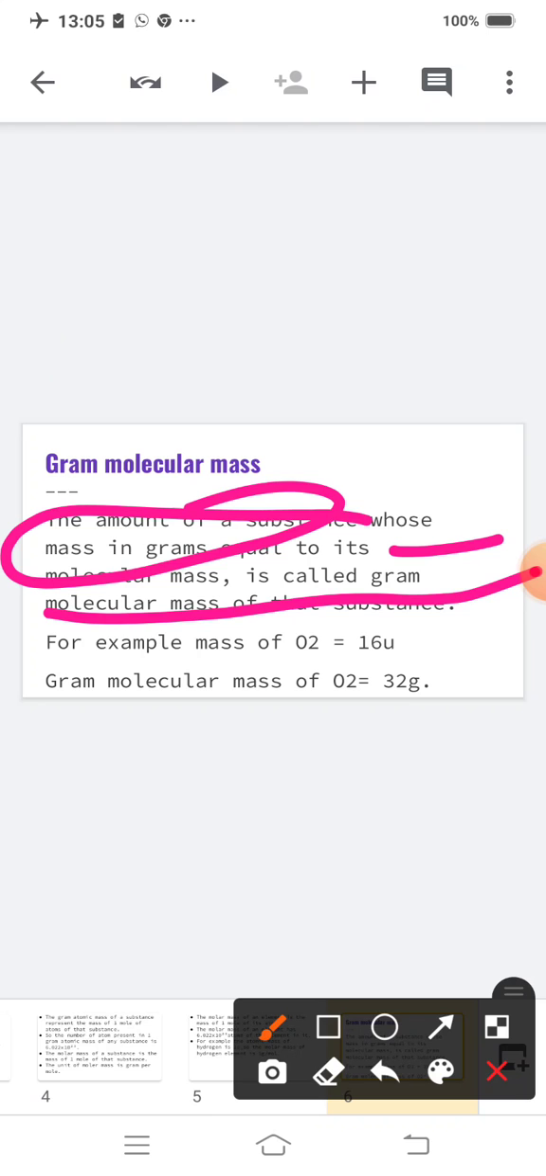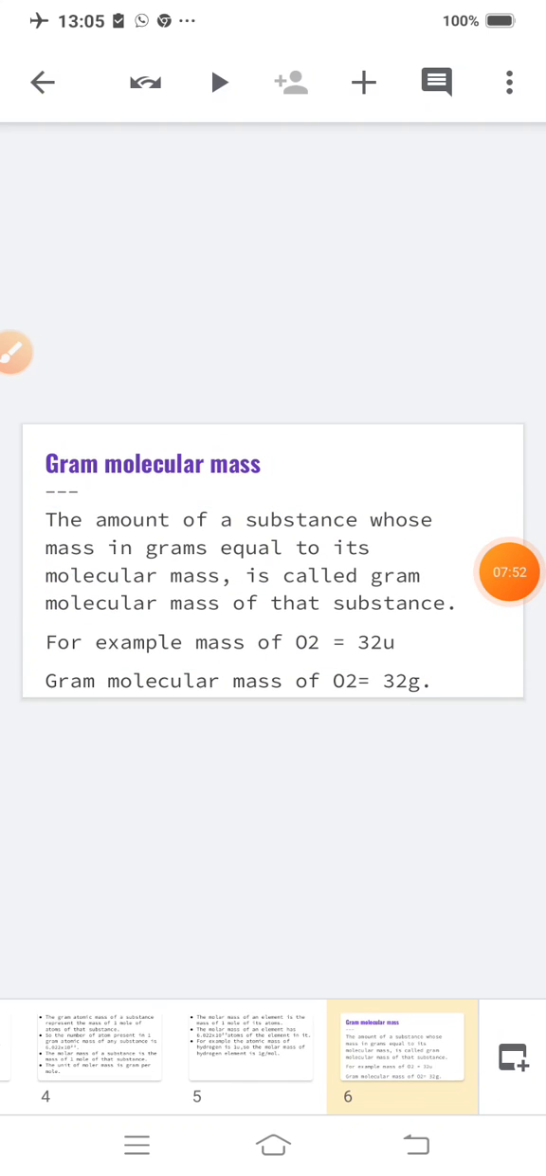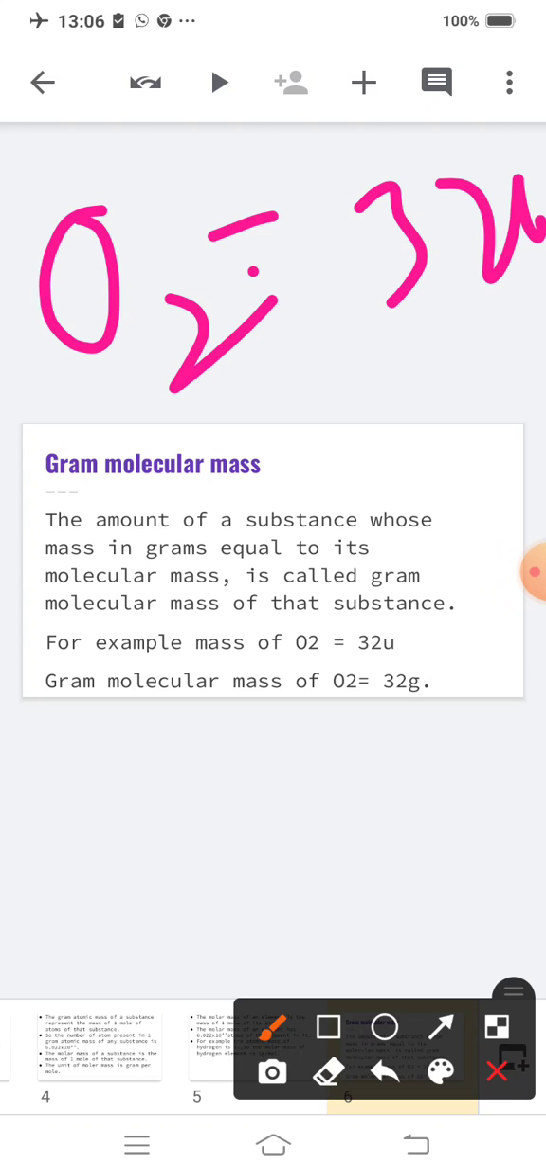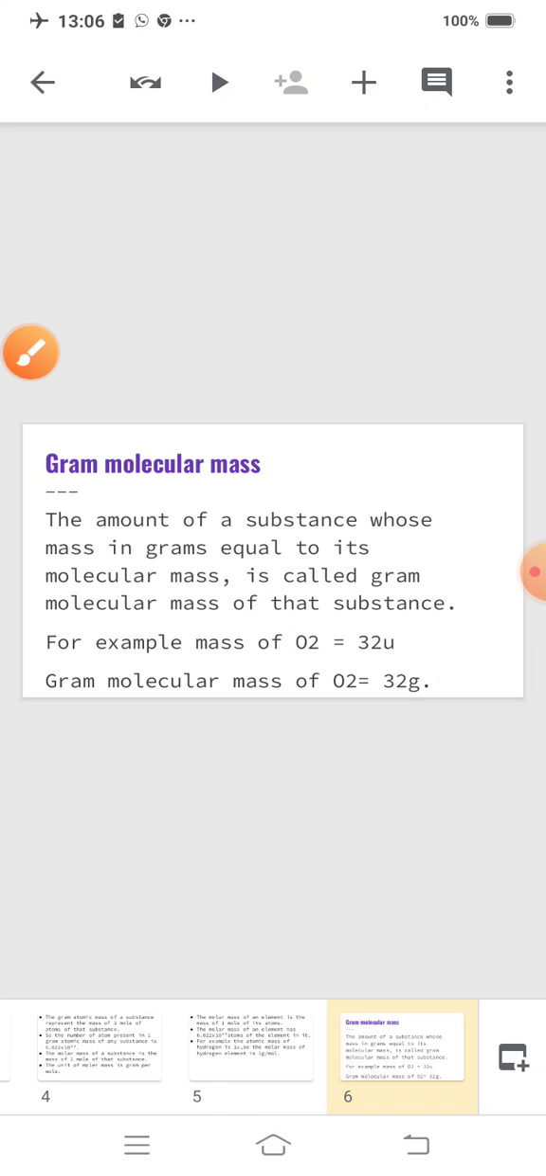If I take the example of oxygen, O2, what is the molecular mass? It is 32 u. If I ask for the gram molecular mass, what will you do? You will write 32 g. Is this clear? Here also you will replace the simple u with g.